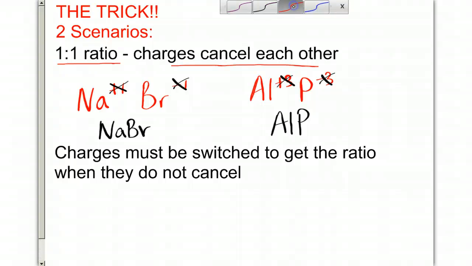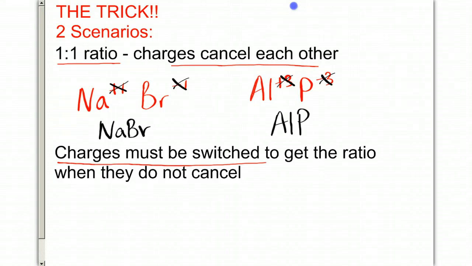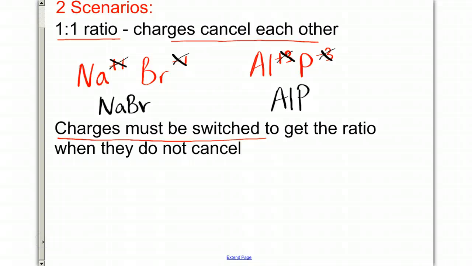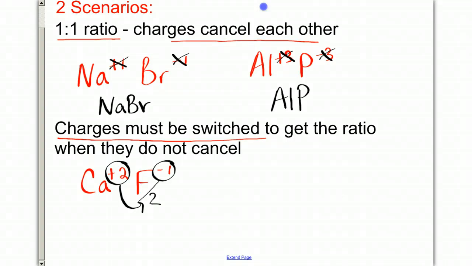The second trick is if the charges must be switched to get the ratio. That example would be calcium, which is +2, and fluorine, which is -1. This +2 lets me know that I need 2 fluorines. This -1 lets me know that I only need 1 calcium, but we don't write 1, it's understood. So my ratio is 1-to-2, which means CaF2 is my ionic formula.